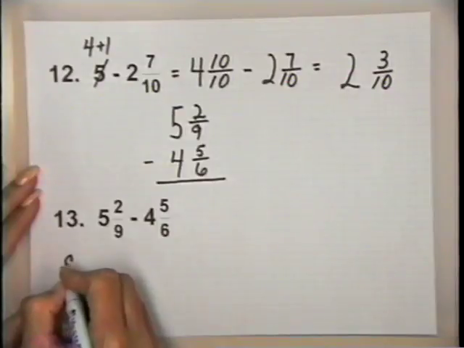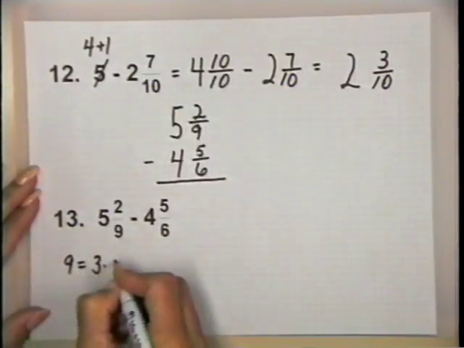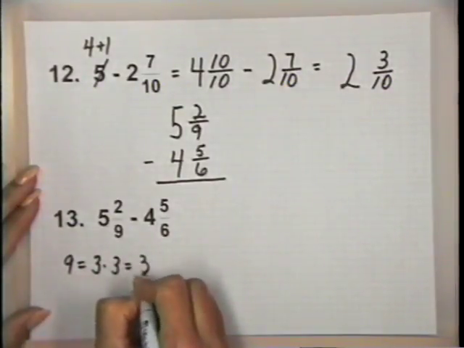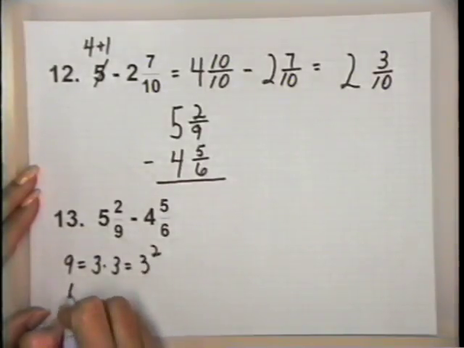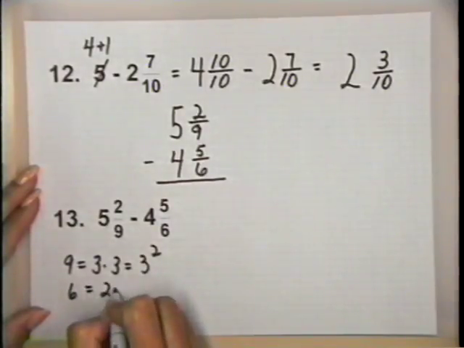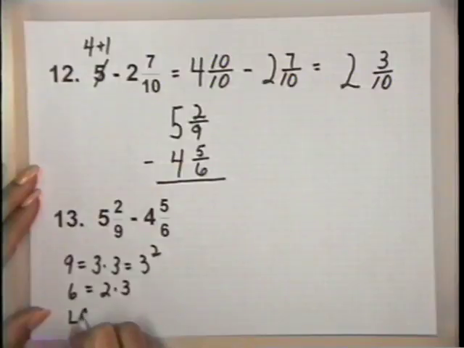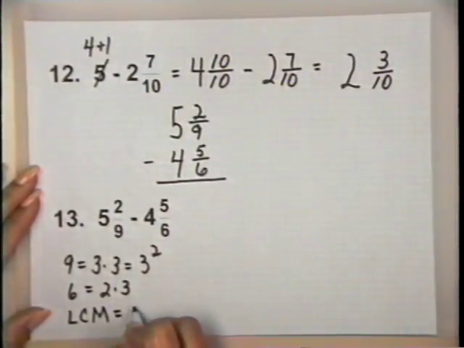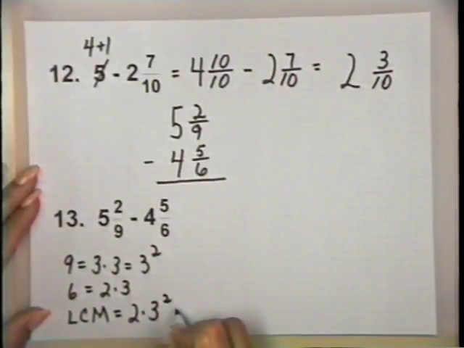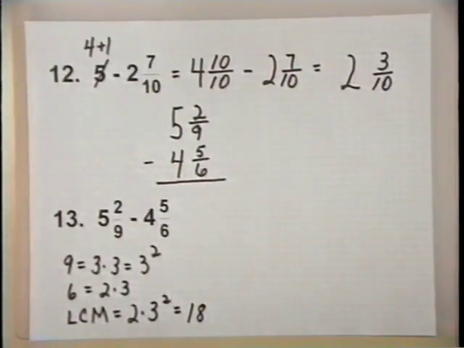multiple. The 9 factors as 3 times 3, or 3 squared. The 6 factors as 2 times 3. The LCM in this case would equal 2 times the 3 squared. The 3 squared is 9. 9 times 2 is 18. So we'll use 18 for the LCM.